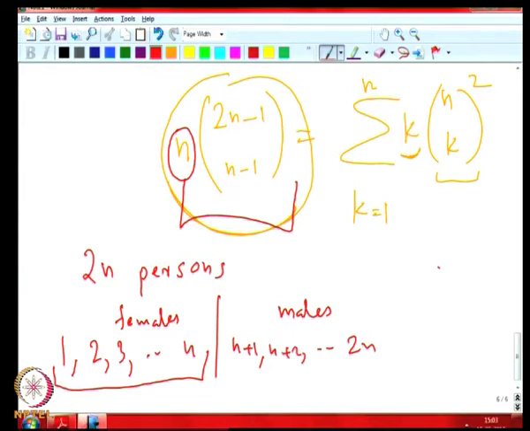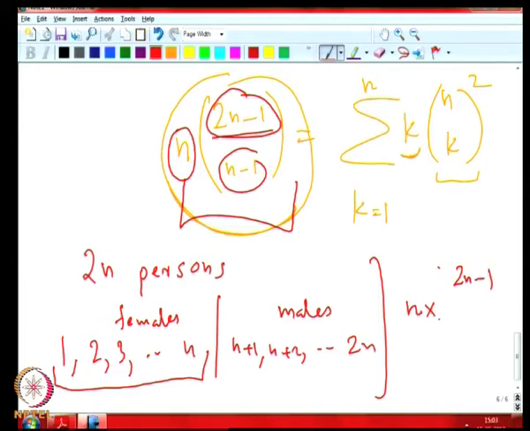So, we just have to select the remaining n minus 1 persons out of the remaining 2n minus 1 people. First in n ways we selected the chairperson, and then for each possible selection we have the remaining 2n minus 1 people available. Out of that, I can choose the remaining n minus 1 committee members in 2n minus 1 choose n minus 1 ways.